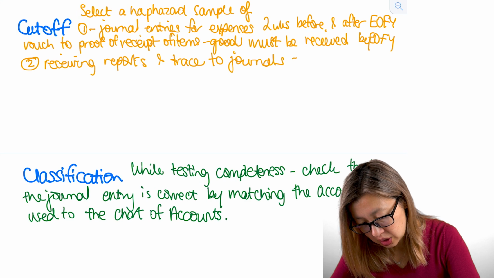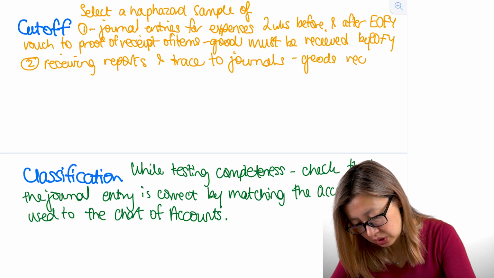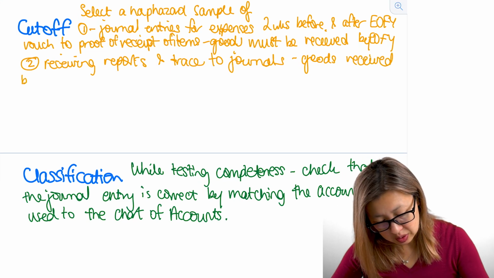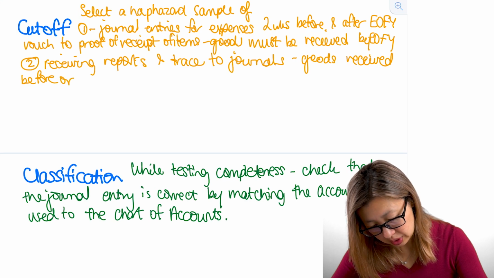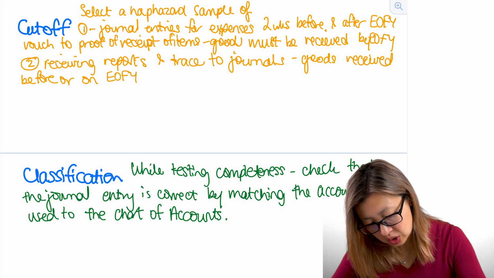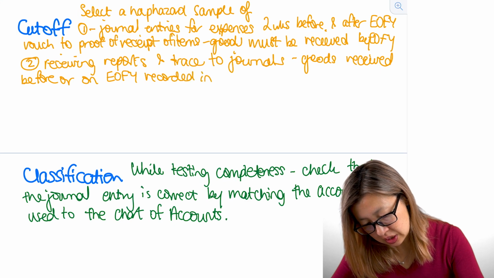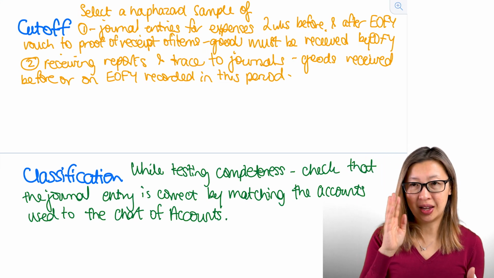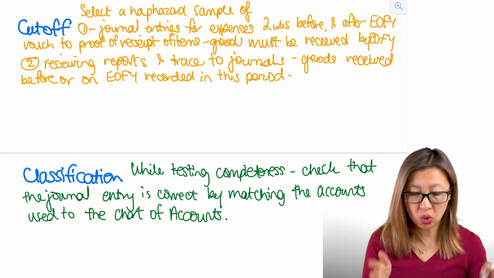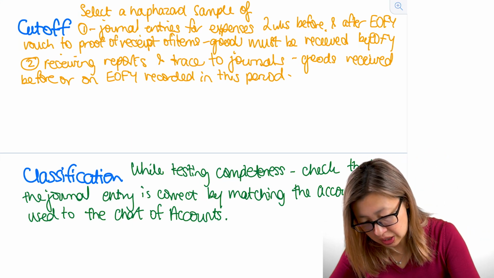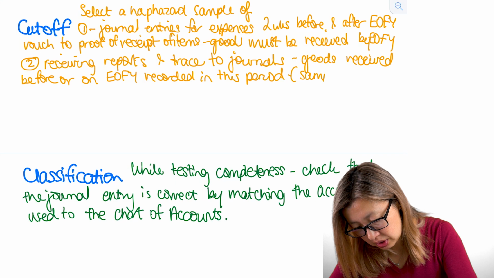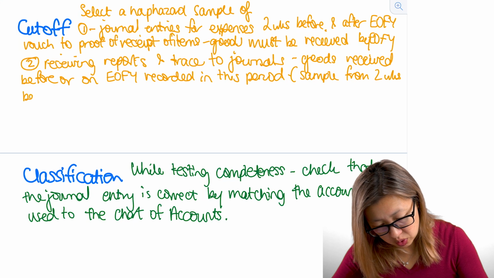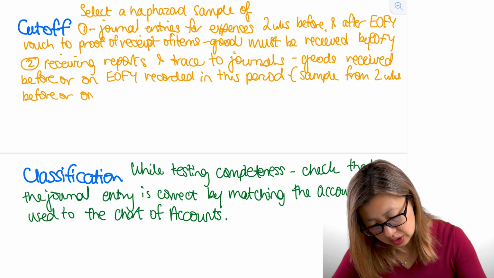Goods received. Oh, my spelling is terrible today. Before or on the end of the financial year, recorded in this period. And that sample that you want to select there is transactions, goods that you know have been received before the end of the financial period. So I'm going to add here sample from 2 weeks before or on the end of the financial year.